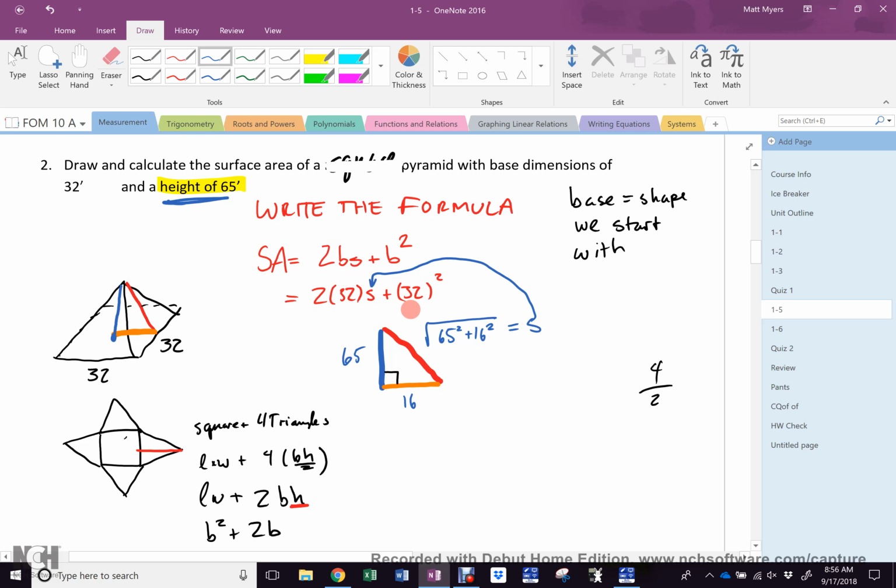So now, could we use the formula to solve this? Great. It would be 2 times 32 times the square root of 65 squared plus 16 squared plus 32 squared. And you would punch all that into your calculator. Now, it's going to give you a weird decimal, and that's cool. Don't worry about that. All right? Everybody try to punch that in. A great many of you will try to punch that in one step and get the wrong answer. There's a lesson to be learned here, so I'm letting you try it now. Go.